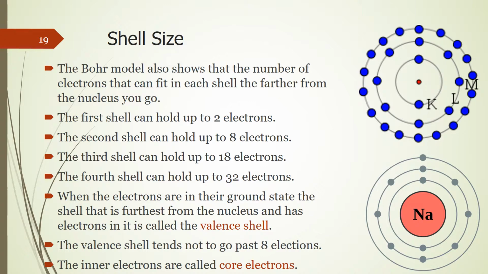It's the outermost one. So for this sodium, we have the inner two, so 1, 2, those are cores. This third one, which only has one electron in it, that is the valence shell. It's the outermost shell. Now, an interesting quirk that we're going to see in unit 4 is that the valence shell tends to prefer to have 8 electrons. That's going to govern a lot of how our chemicals are going to be formed, in ways that get that valence shell to either have 8 or 0 electrons.